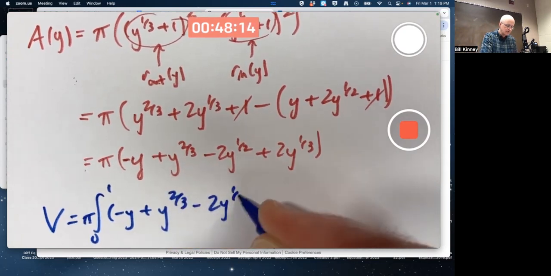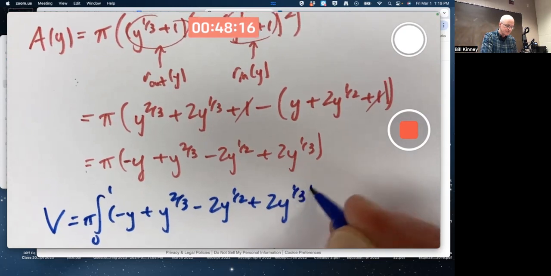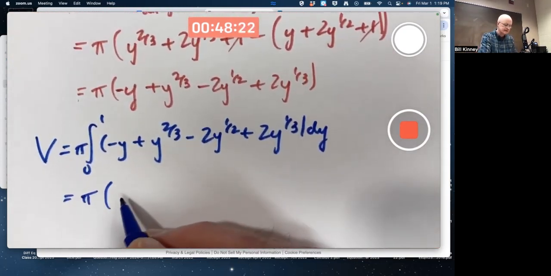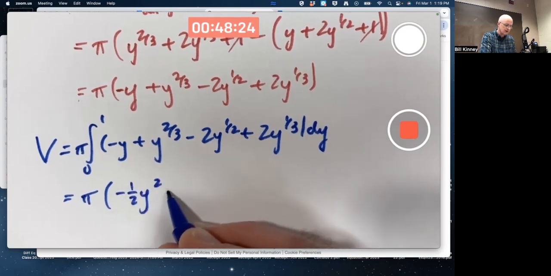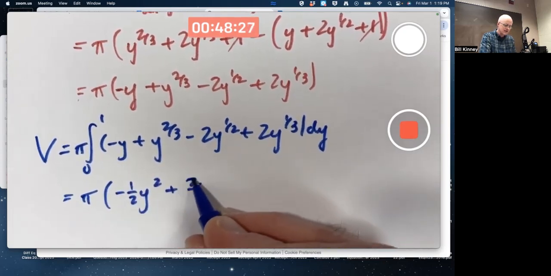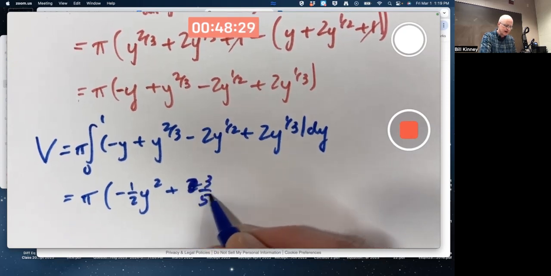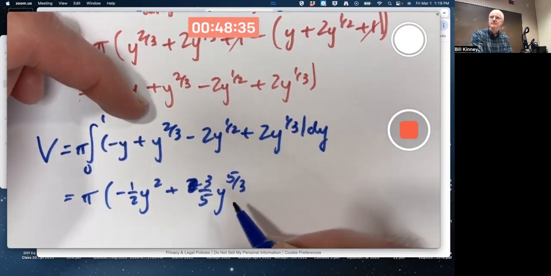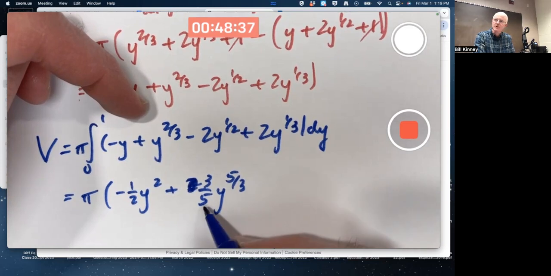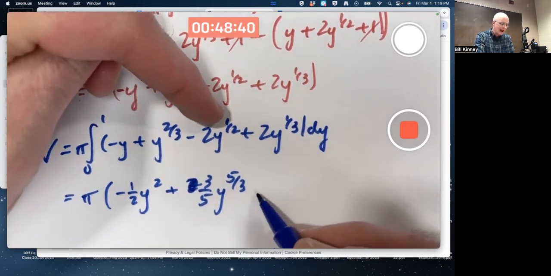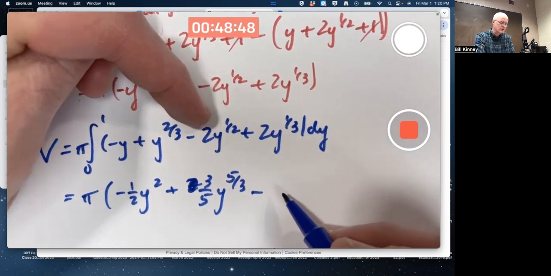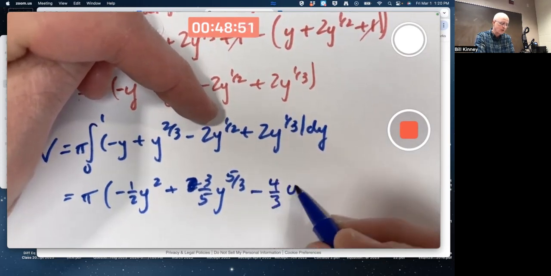And it's definitely doable. You get pi times, in parentheses, -1/2 y squared plus 3/5 y to the 5/3. Do you see that? 2/3 plus 1 is 5/3. Dividing by 5/3 is the same as multiplying by 3/5. Here, 1/2 plus 1 is 3/2. Divide by 3/2 is the same as multiplying by 2/3. Times 2 is minus 4/3 y to the 3/2.